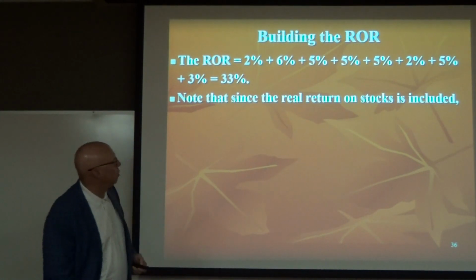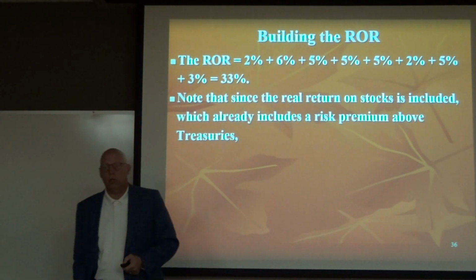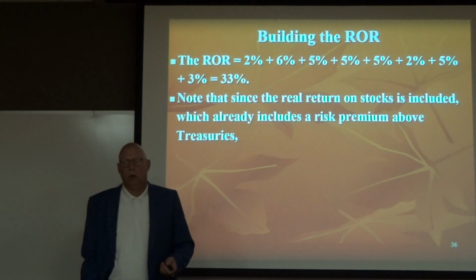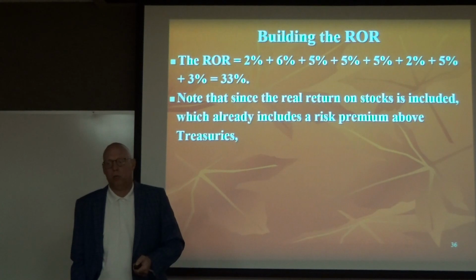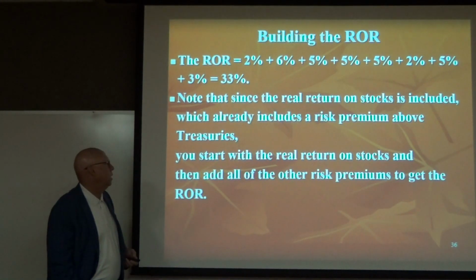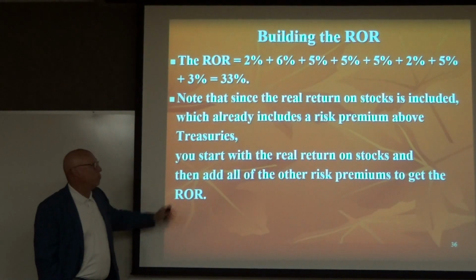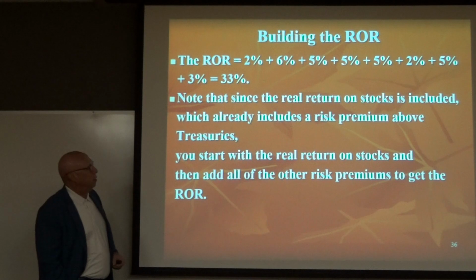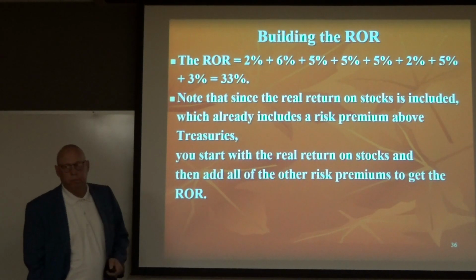So note that since the real rate of return on stocks is included, and the real rate of return includes a risk premium above treasuries, you start with the real return on stocks and then add all of the other risk premiums to get the required rate of return. So you start with the real return on stocks and then add those other risk premiums. Okay?